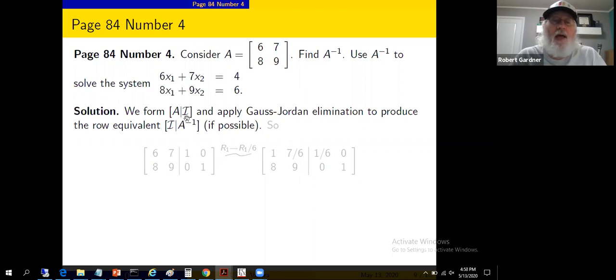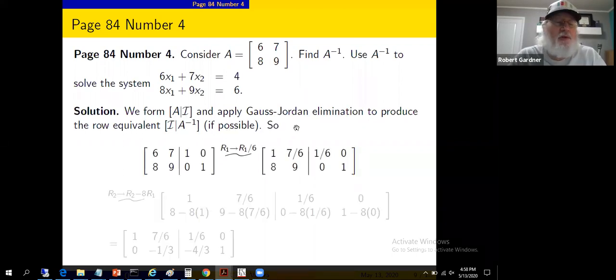Okay, form A augmented with the identity, and apply Gauss-Jordan elimination to produce the identity augmented with A inverse, if it works. If it doesn't work, you'll know that matrix A is not invertible. At this stage, this is probably the best way we have of determining if a matrix is invertible, by just trying to find its inverse. We'll have some other techniques before we're done. We'll have lots of techniques. This one's still a pretty easy one. Okay, so take the 6, 7, 8, 9. Geez, these numbers are a little awkward.